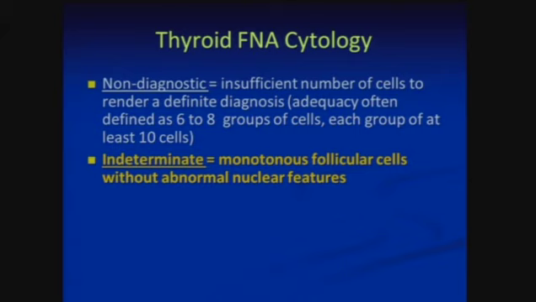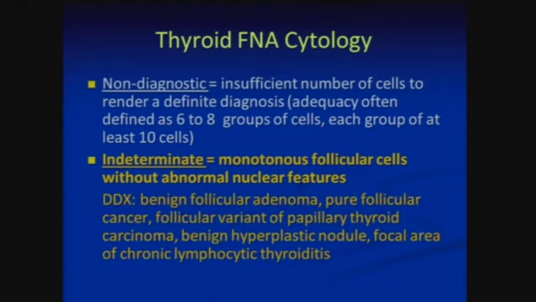But the very problematic biopsy result in terms of patient management is the so-called indeterminate category. In this category, the pathologist sees monotonous follicular cells, but without any atypical nuclear features. What could an indeterminate thyroid biopsy result be underlying? The lesion could be a benign follicular adenoma. It could be a cancer, either a pure follicular cancer or a follicular variant of papillary cancer.